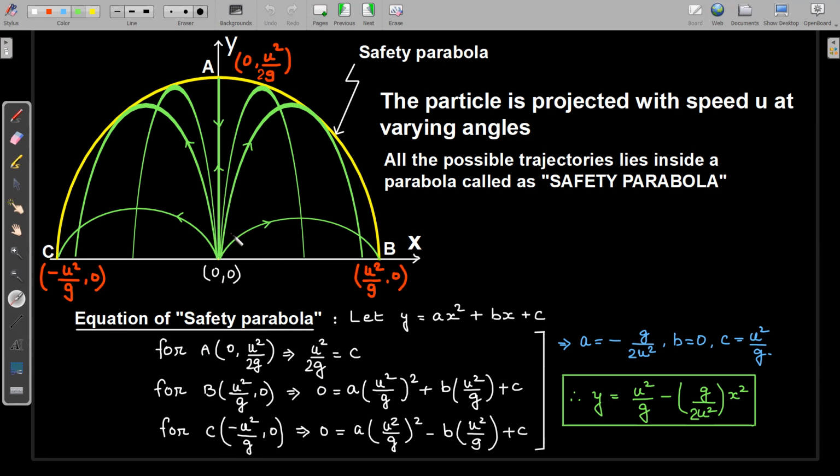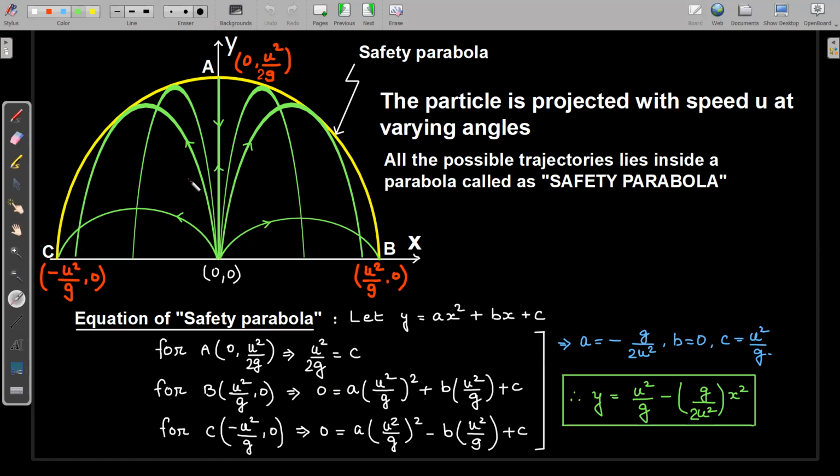So all the possible trajectories, you can see these green colored parabolic trajectories, all the possible trajectories of the particle will lie inside an envelope, and this envelope itself will be a parabola. You can see this yellow colored envelope over here, and this envelope itself is a parabola, which is called a safety parabola. So for a given speed u, all the possible trajectories of a particle will be enclosed inside this yellow colored parabola called safety parabola.